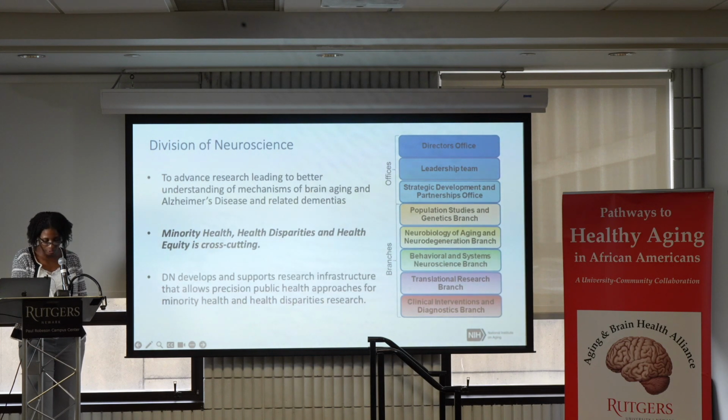Within our division, minority health and health disparities and health equity is cross-cutting. Each branch supports research that strengthens the scientific knowledge for minority health and health disparities that will inform prevention and intervention strategies for the minority population. And the depth and breadth of scientific expertise within the division allows us to develop and support infrastructure that would allow for precision medicine and precision public health approaches to looking at AD and related dementias.